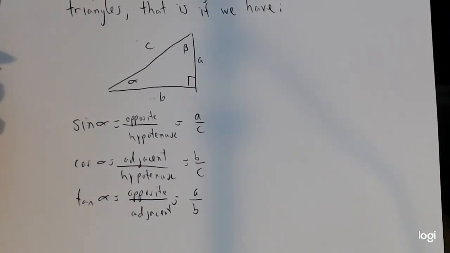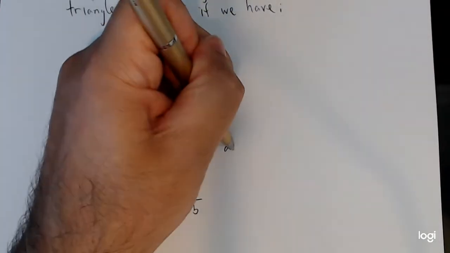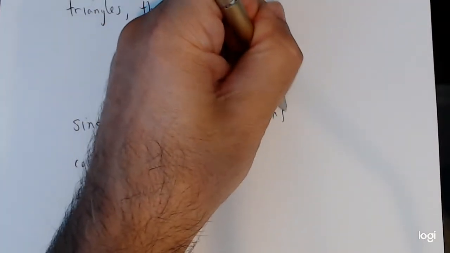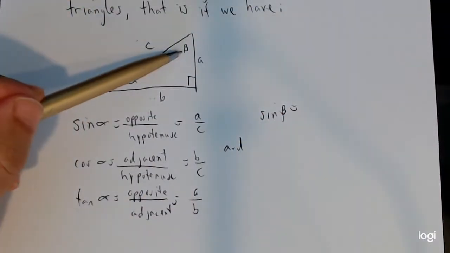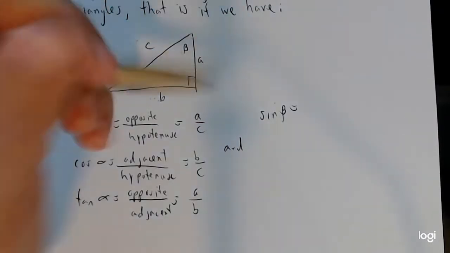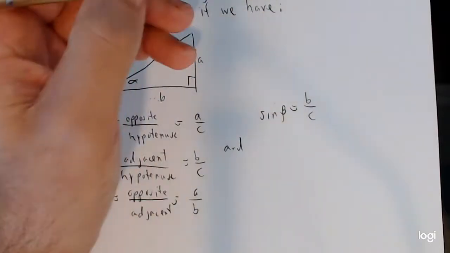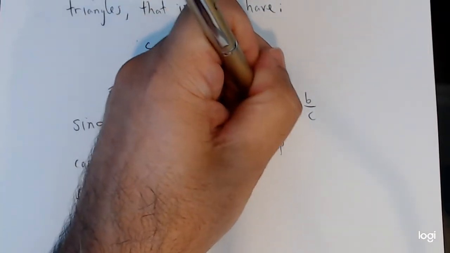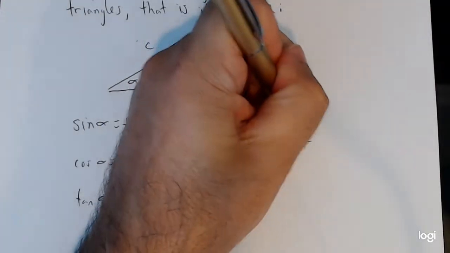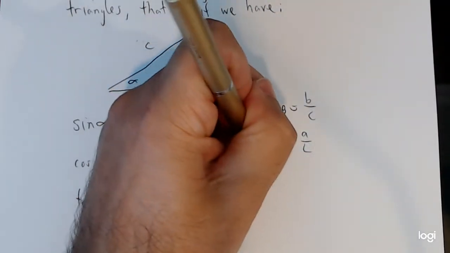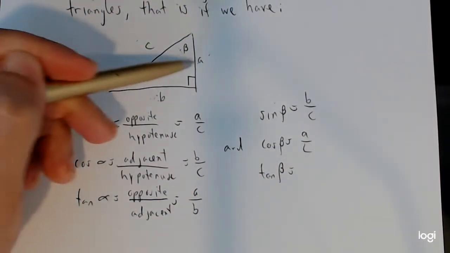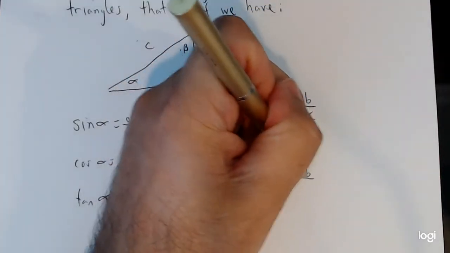Obviously, depending on which angle's perspective we're looking at, for example, if I have sine of beta, from this angle's perspective, opposite over hypotenuse is B over C. Then cosine of beta is adjacent over hypotenuse, and that's A over C. And tangent of beta would be, from this angle's perspective, opposite over adjacent, which is B over A.